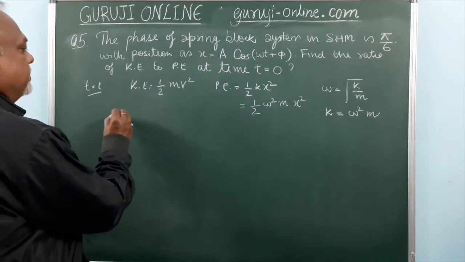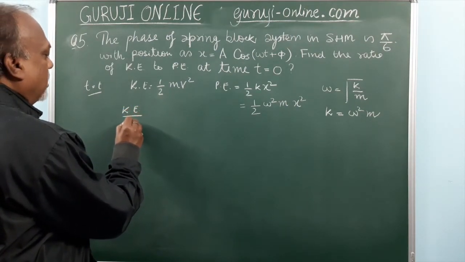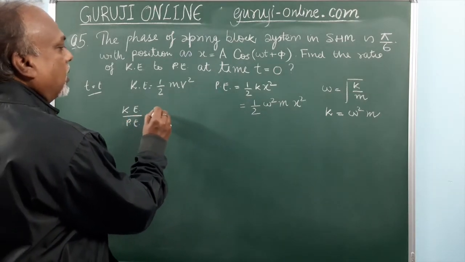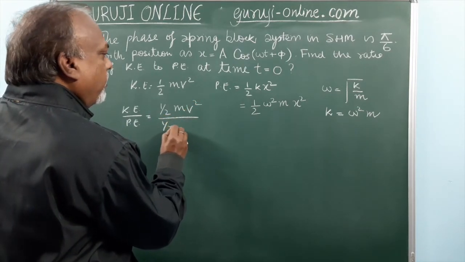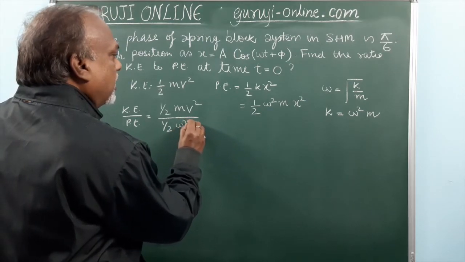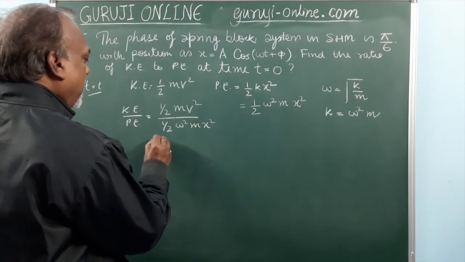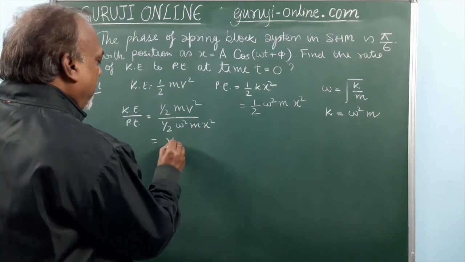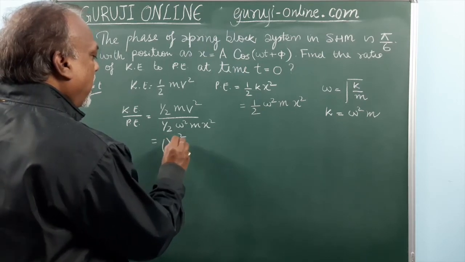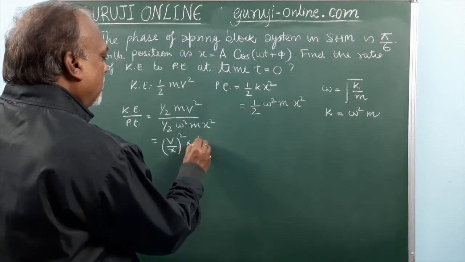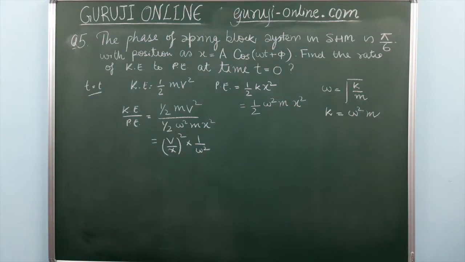Now what is the ratio? Kinetic energy upon potential energy is half m v square upon half omega square m x square. This we can write as v square upon x square into 1 by omega square. So this is the ratio.